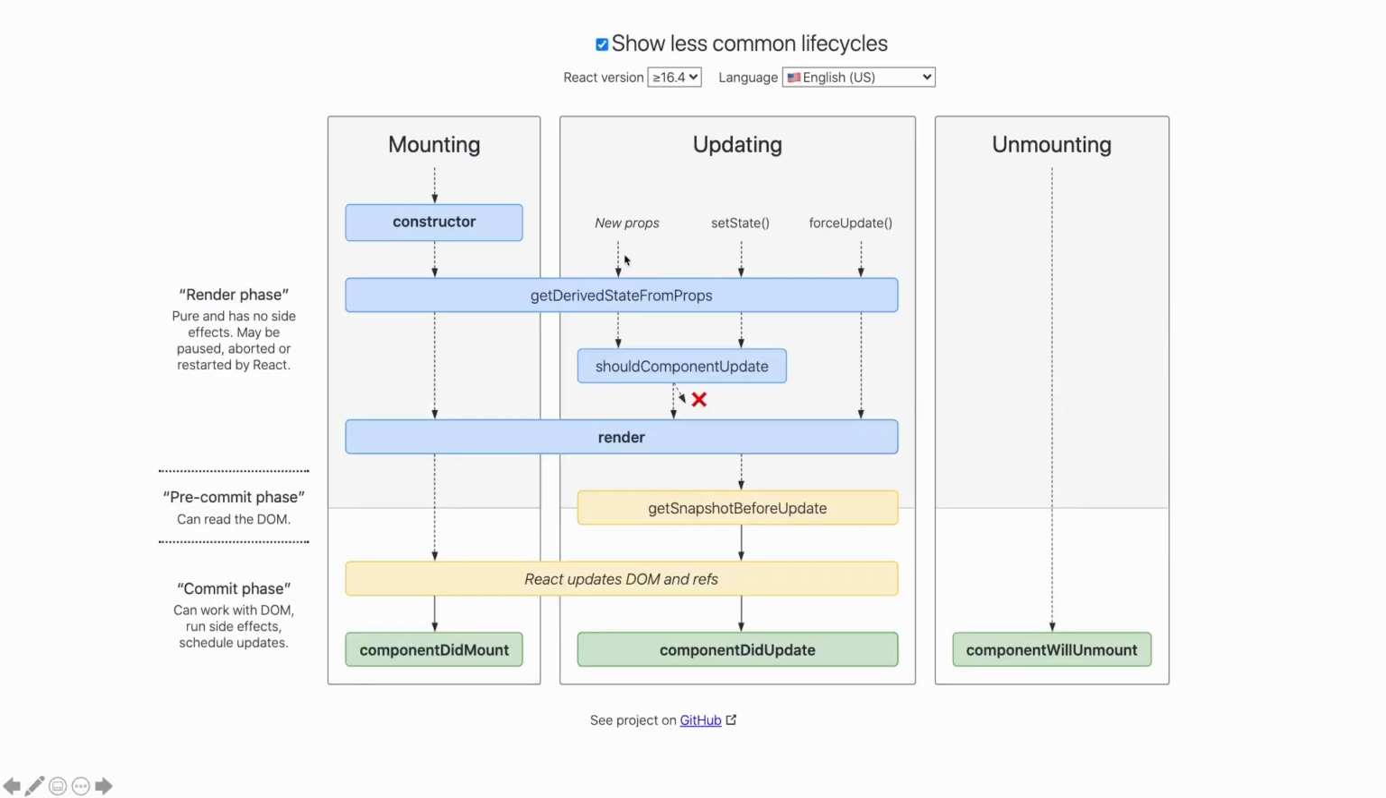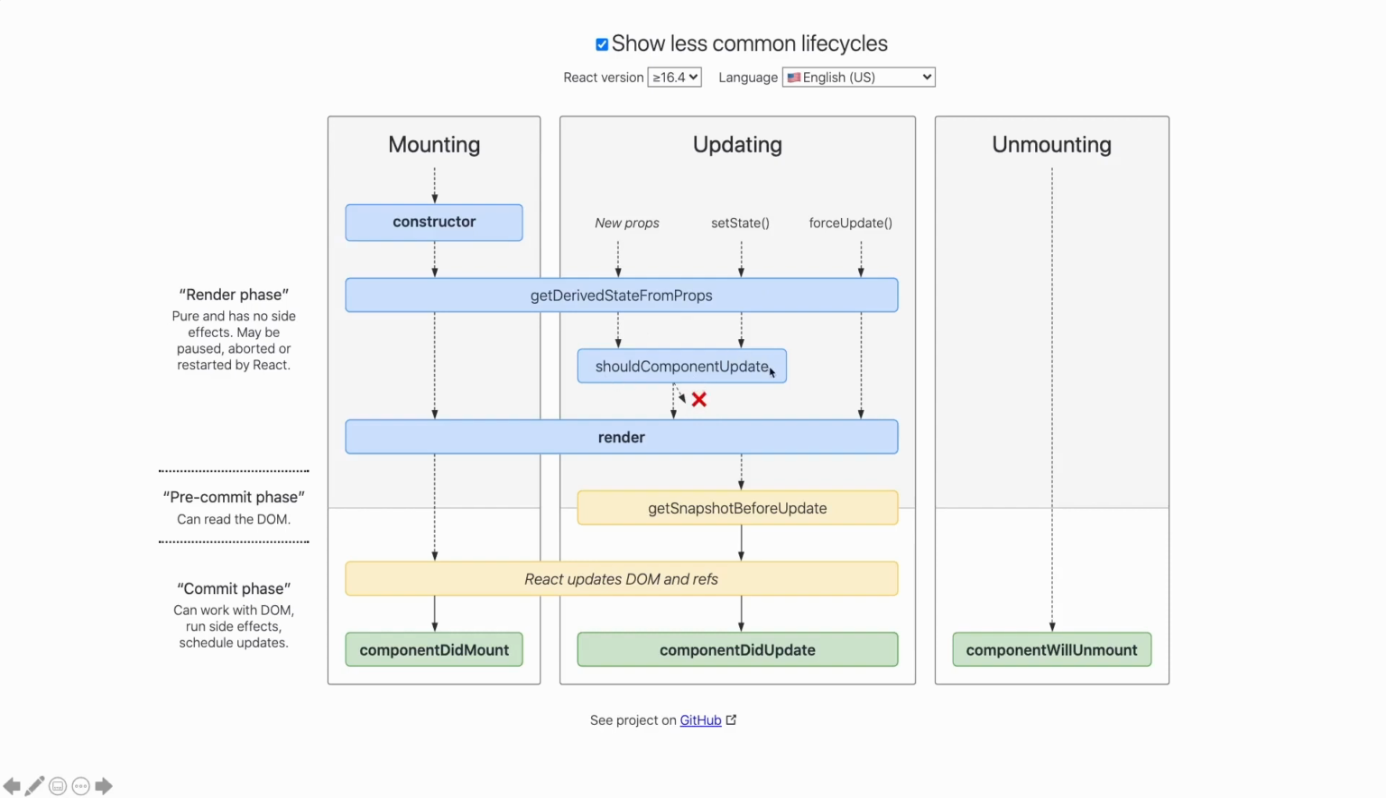Now there are a few other phases that we may require sometimes, like shouldComponentUpdate. In this particular function, what we can do is check the previous state against what has changed and compare the two. And if we think that the change doesn't really require a re-render of the component, then we should simply return false from here.